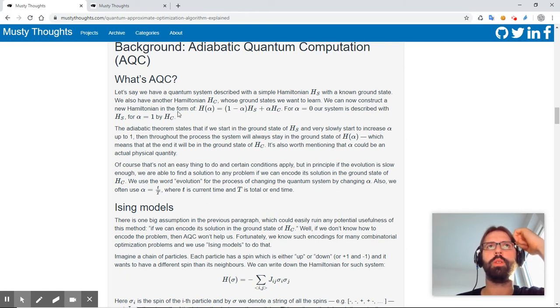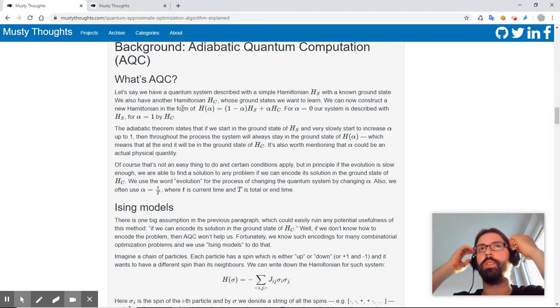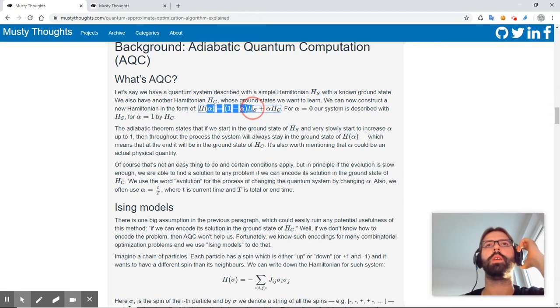So we're talking about setting up a Hamiltonian. So we're talking about setting up a sort of a system, and we know how to prepare the ground state of this HS here. And really, alpha 0 is the ground state of these. So we know how to prepare that.